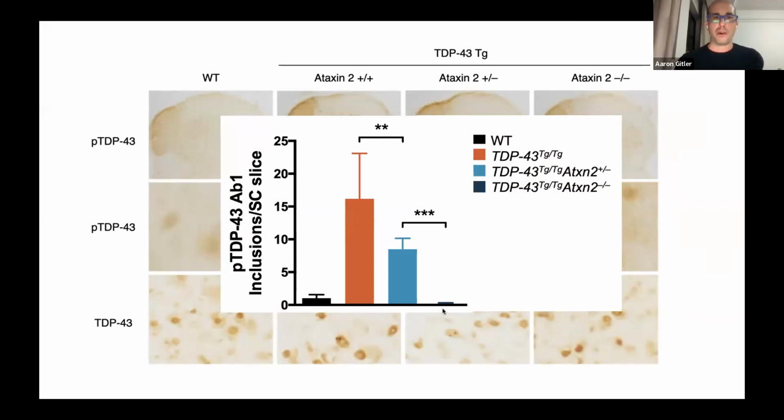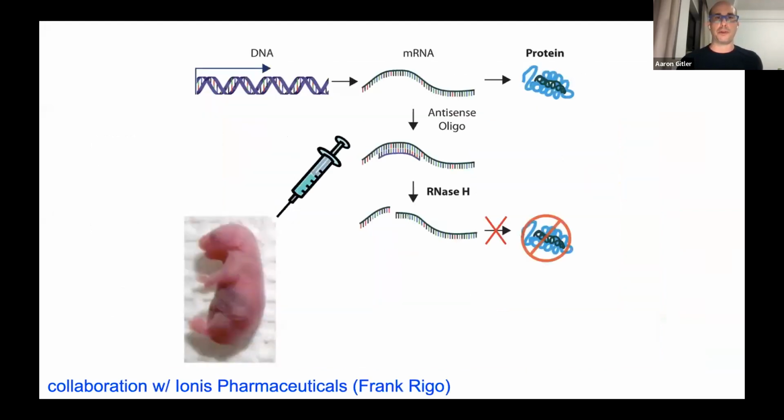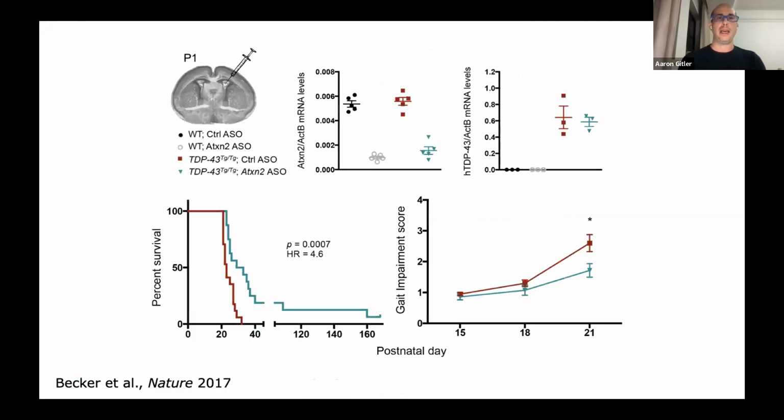We then collaborated with Ionis Pharmaceuticals to test an antisense oligonucleotide approach in which we can design an antisense oligonucleotide, or an ASO, against the ataxin-2 messenger RNA, deliver it into the nervous system of a mouse on day 1, and then see if this can rescue the TDP43 phenotype. A single administration at day 1 was sufficient to lower ataxin-2 RNA and protein levels, and then it had this dramatic extension in survival with some of the mice living over 150 days.